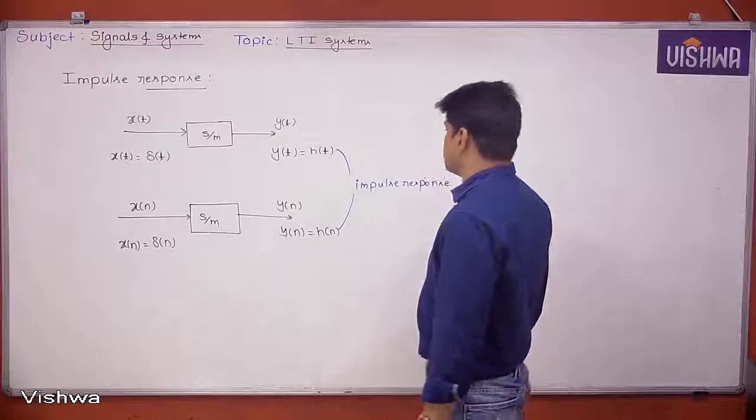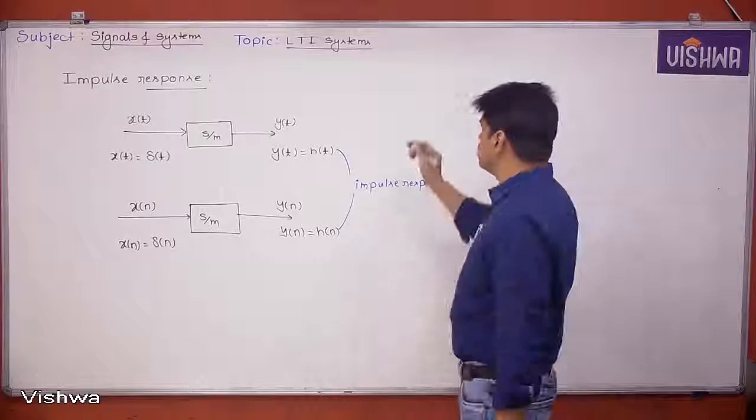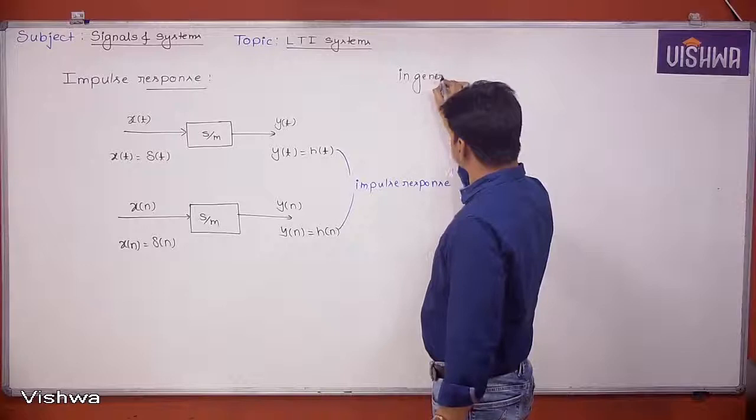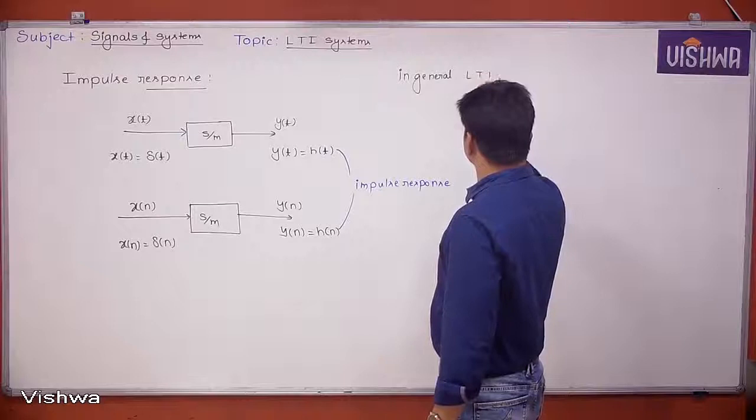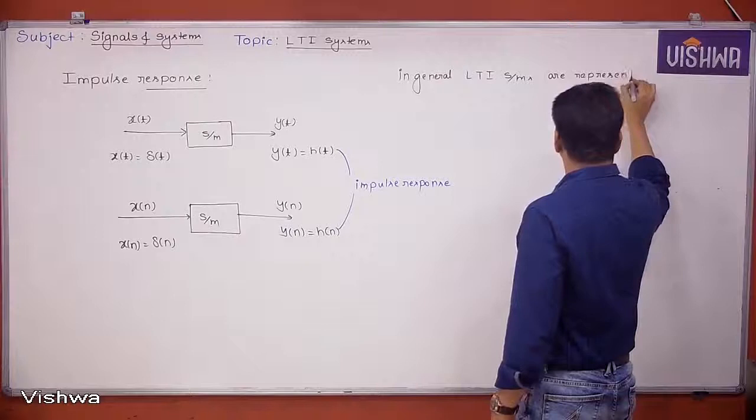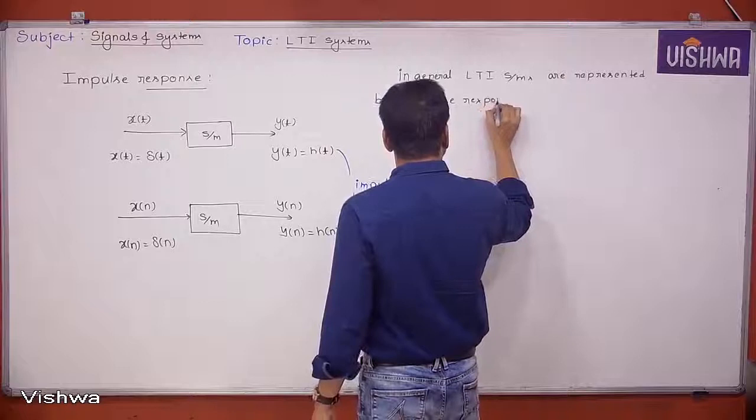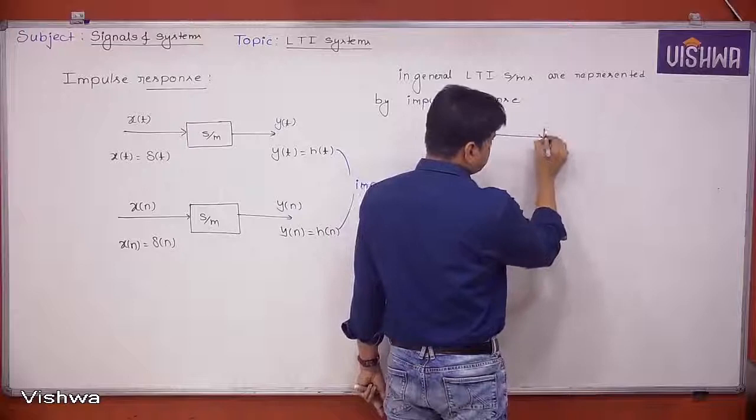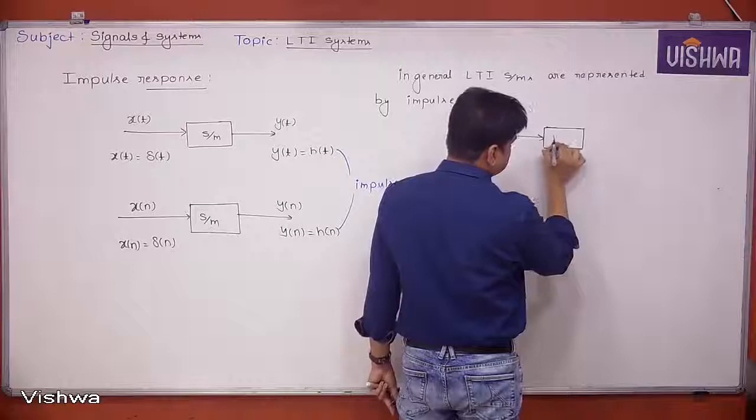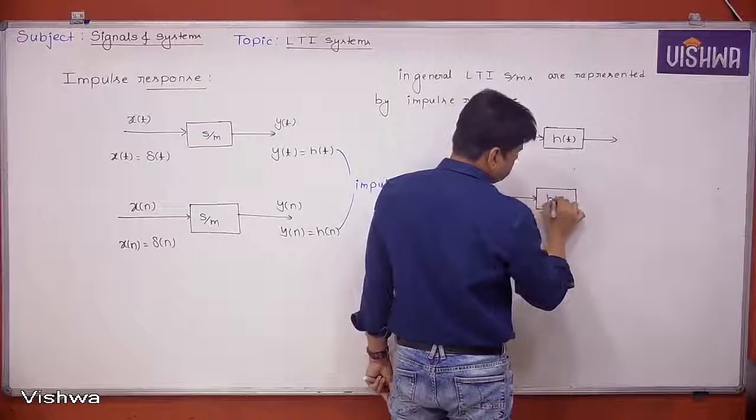And one more thing, remember, LTI systems are represented by using the impulse response. In general, LTI systems are represented by the impulse response, like h of t. If it is a discrete time case, they will show it as h of n. Okay, take it.